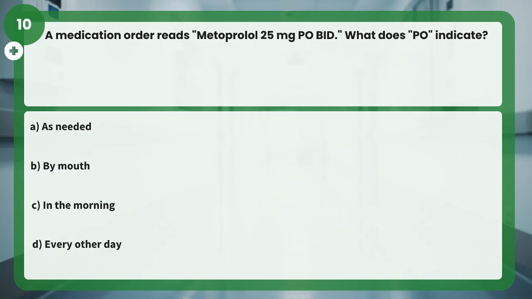Question 10. A medication order reads, Metoprolol 25 mg PO bid. What does PO indicate? A. As needed. B. By mouth. C. In the morning. D. Every other day.